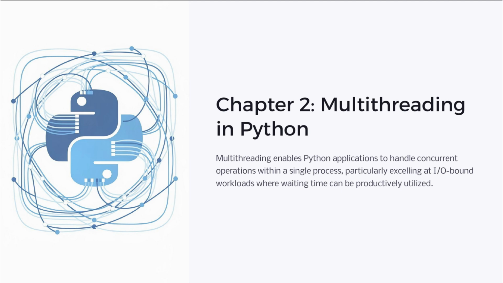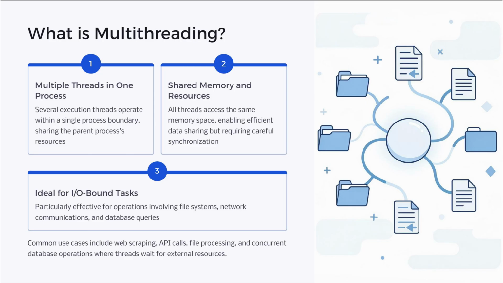Multithreading allows multiple threads to run within a single process, sharing resources and memory. This setup is ideal for input/output bound tasks like web scraping, application programming interface calls, and database operations, where threads efficiently manage waiting times for external resources. However, synchronization is crucial to prevent data conflicts in shared memory.